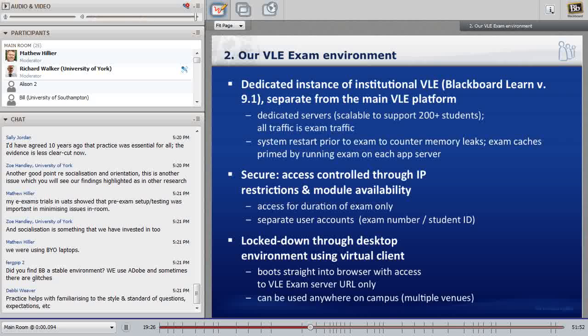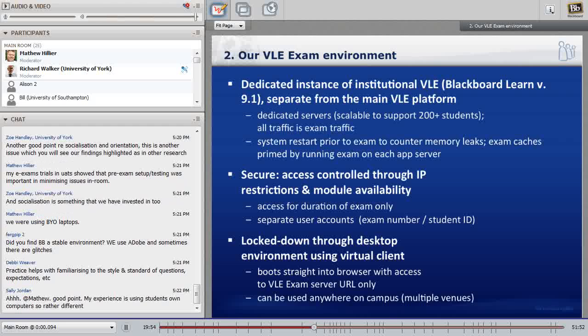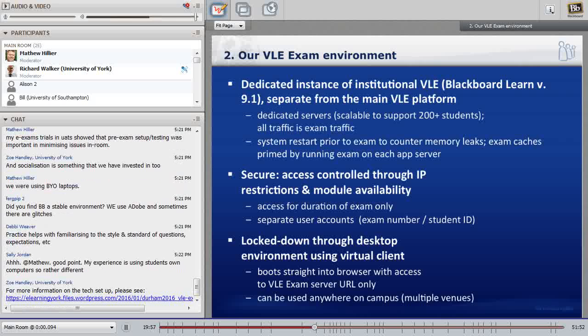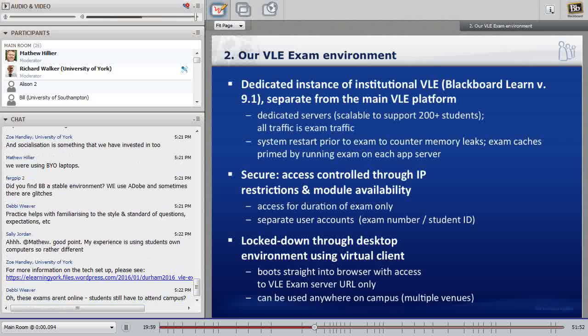I mentioned my interest in the Bradford thin client side of things. That influenced us as well in terms of going for a lockdown through a desktop environment using a virtual client. So what this enabled us to do was to use multiple PC classrooms across campus simultaneously to run the exam. So it's scalable and secure for our purposes. The purpose of today is not to talk about the technology, but we'll pop a link into the chat box taking you to another presentation which we have done focusing more on the details of the technology.